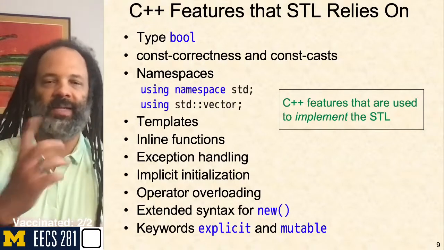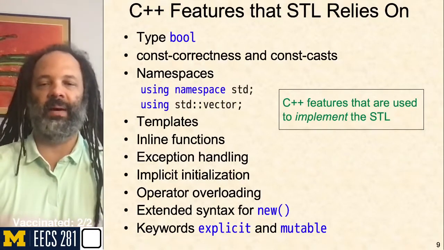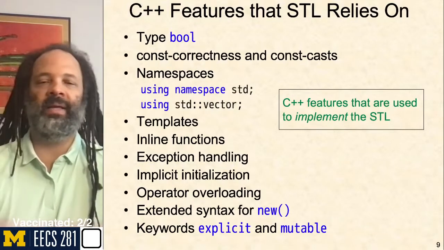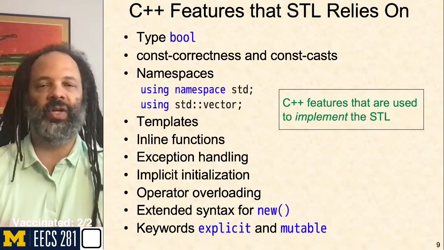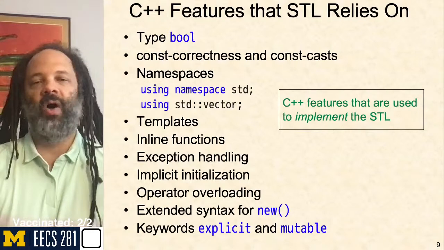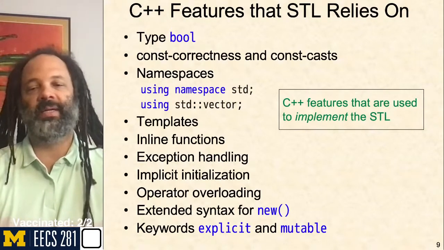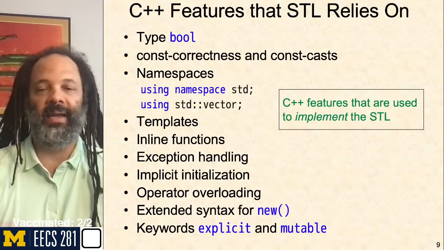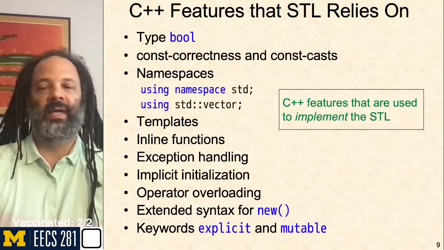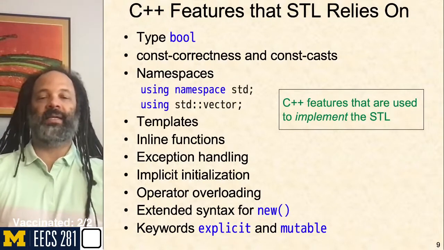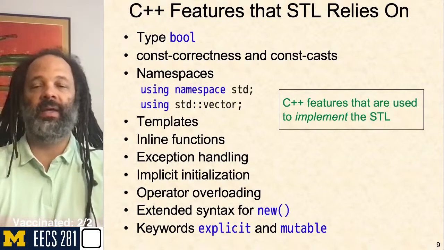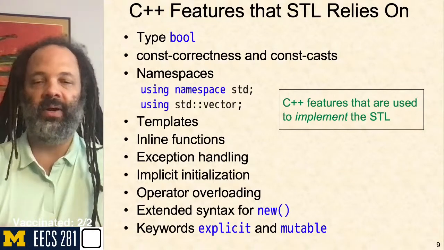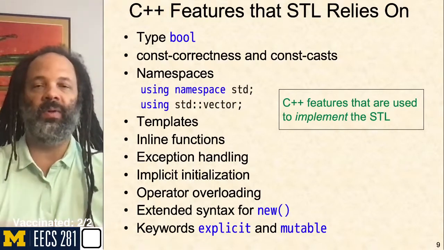Of course, templates, that's what the T in STL is all about. There are inline functions in there. It does exception handling. There's implicit initialization. All of these things that the STL gets right and does well for us is great. It uses operator overloading quite reliably, and that's a powerful thing for us, as well as an extended syntax for new and how things get created. Some keywords that we will be using later, explicit and mutable, down at the bottom.